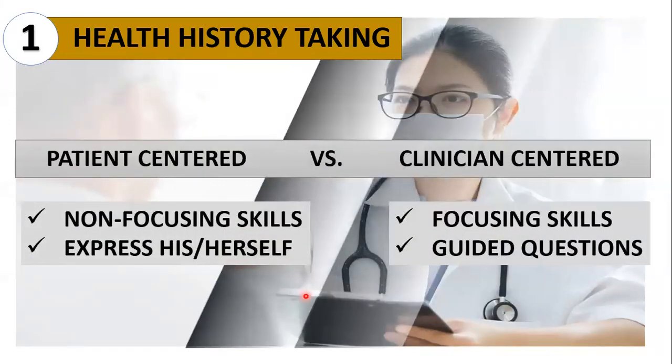Patient-centered history taking involves the use of non-focusing skills. And in here, we allow our patients to freely express themselves. While clinician-centered history taking involves the opposite, where we are the ones who guide the patient in what details they provide. Guided questions we provide are answerable by either yes or no, very opposite the patient-centered questions, where patients could attach emotional cues to what they express.